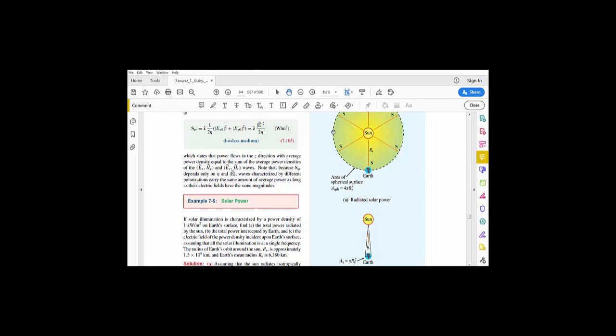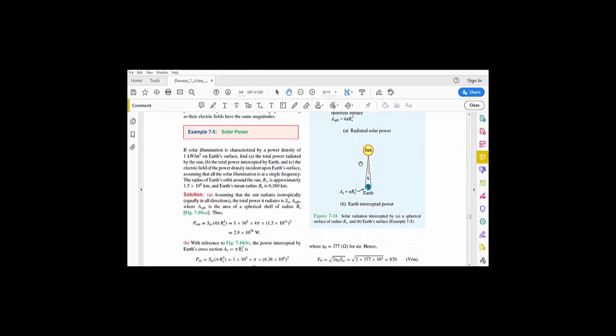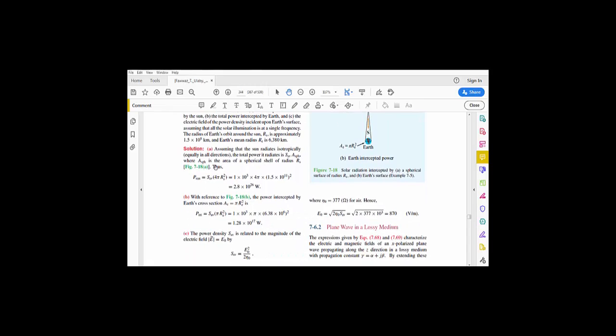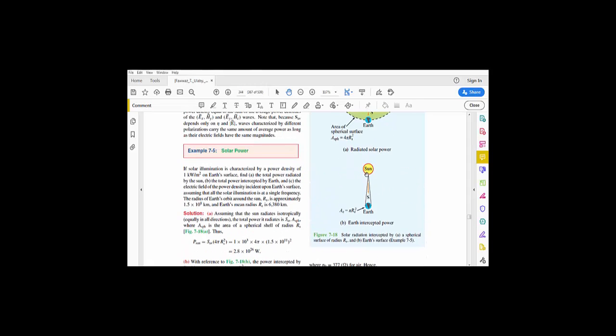That means the power density here, and the power density here, and the power density here are equal. All the power densities on this surface are equal. So we could use this power density and the surface area to calculate the total power. The total power radiated from the sun is equal to 2.8 times 10 to the power 26 watts.